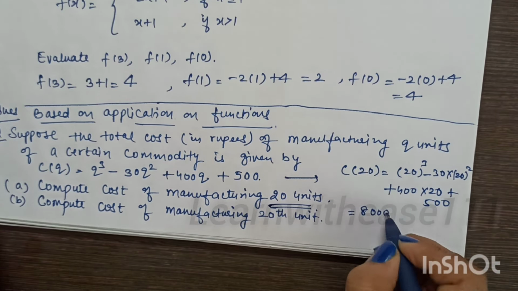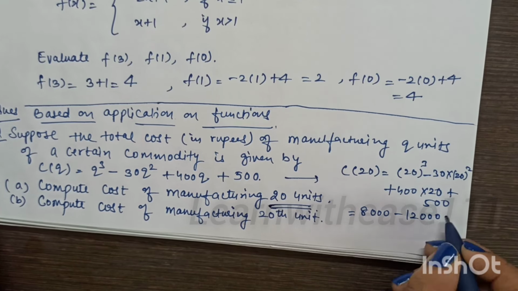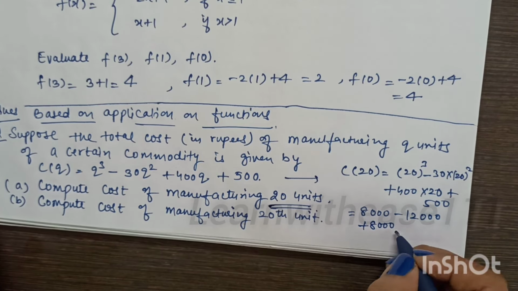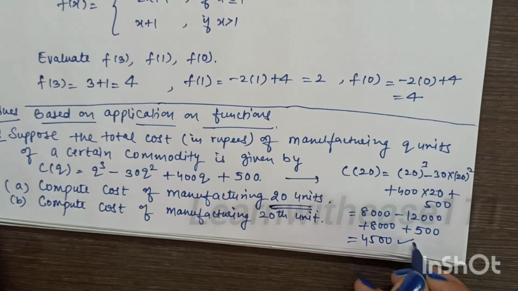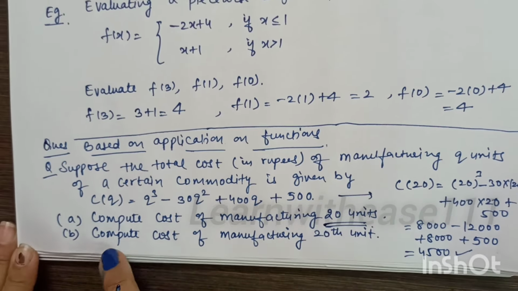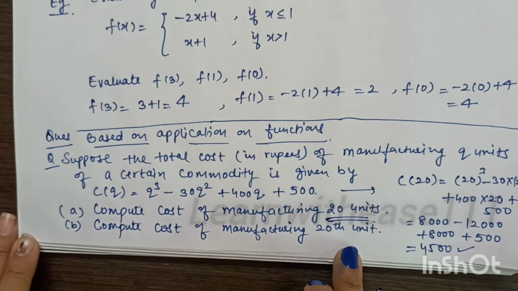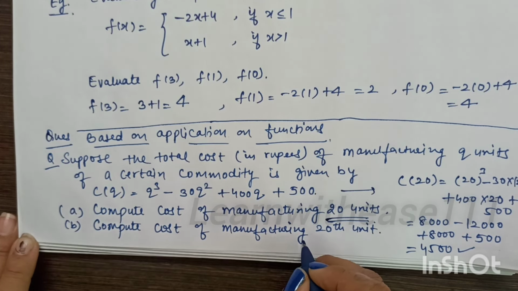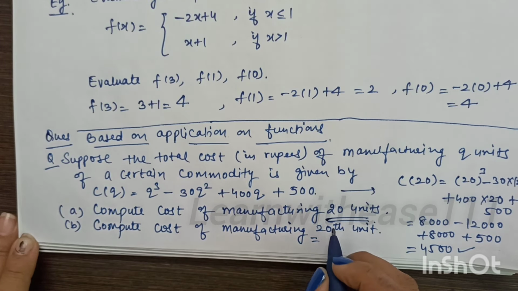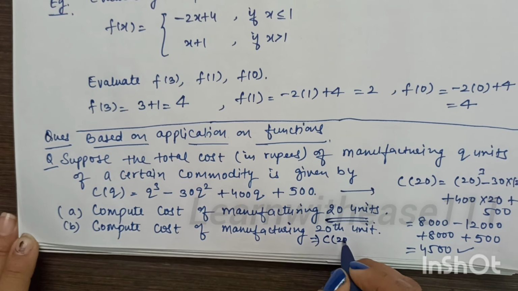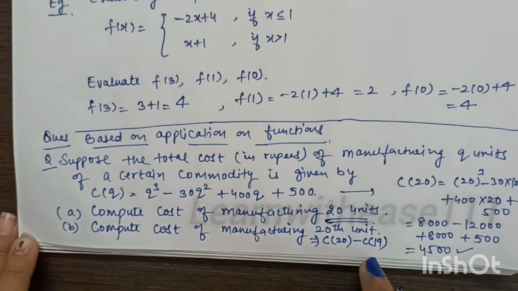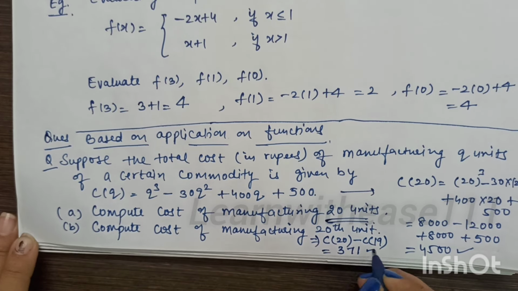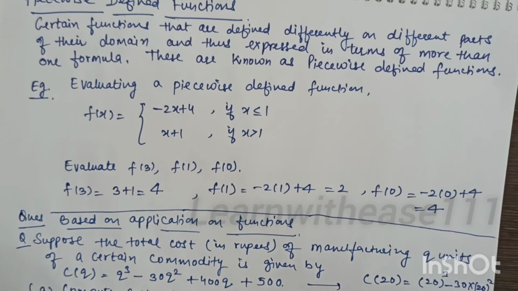After simplifying, 8,000 minus 12,000 plus 8,000 plus 500 will give us 4,500. So this will be the amount of the 20 units manufacturing cost. And the second one is when it's asking for the 20th unit cost. For this you need to find C(20) minus C(19). Subtract the cost of 19 units from the cost of 20 units and that will provide you the cost of the 20th unit.